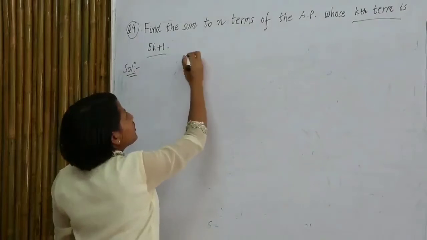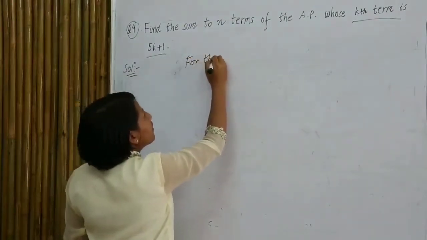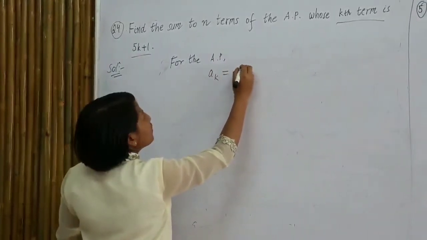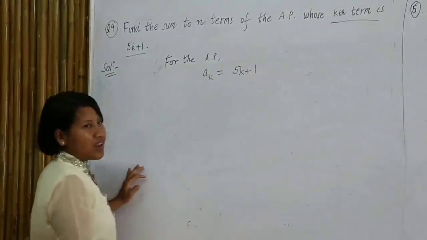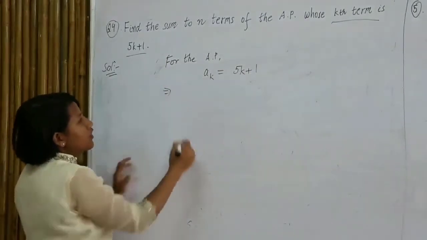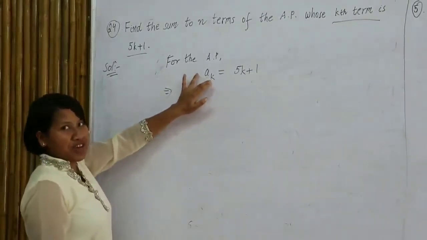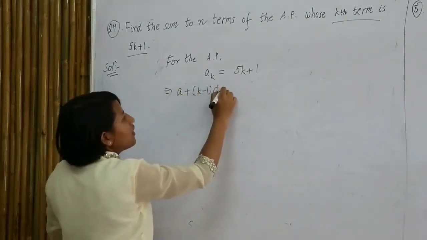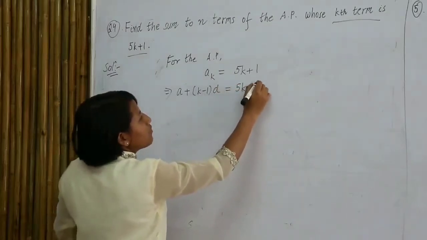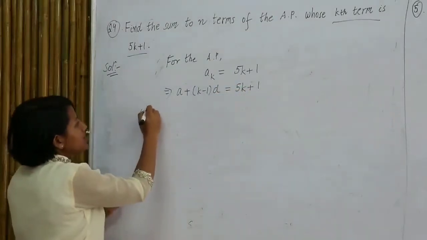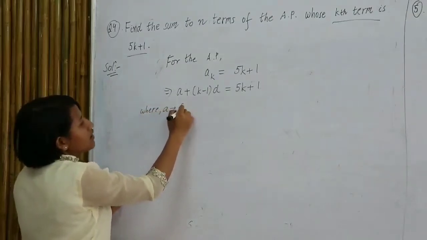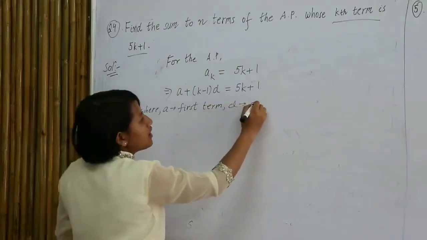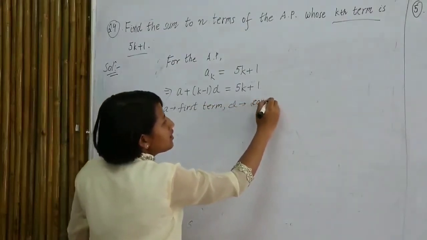So given for the AP, it says here a_k is equal to 5k plus 1. Whenever you see this, this is a general term of an AP, a_k, so you substitute in the formula. Okay, 5k plus 1. Then you write, what is this? A is the first term, and D is the common difference.